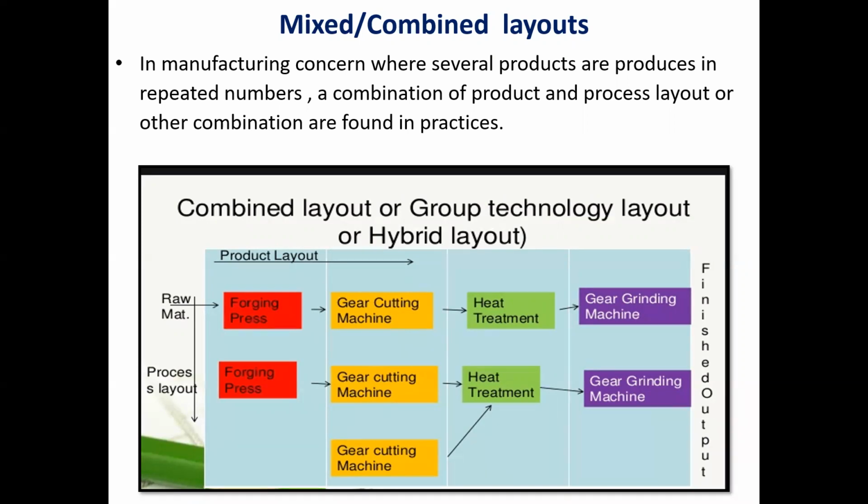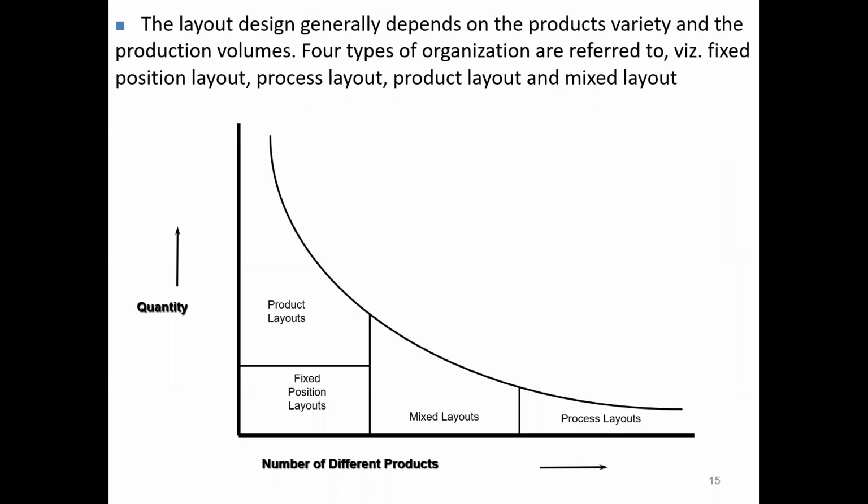In manufacturing concerns where several products are produced in repeated numbers, a combination of product and process layout, or other combinations, are found in practice. This is the graph which shows quantity versus number of different products. On the y-axis, product layout is mentioned, below that fixed position layout, then mixed layout, and then process layout.